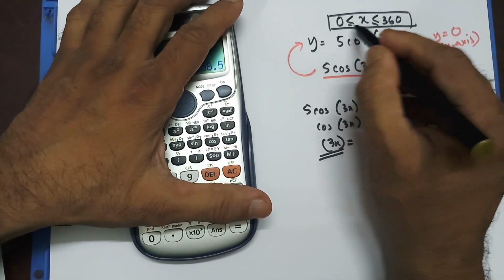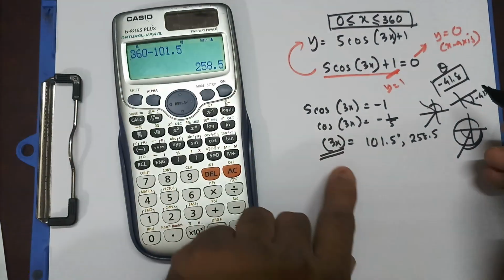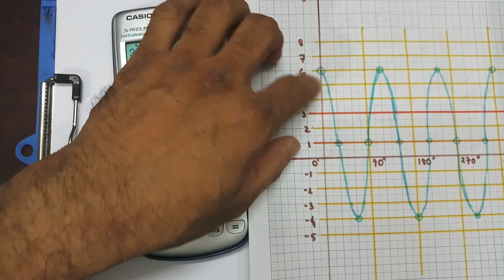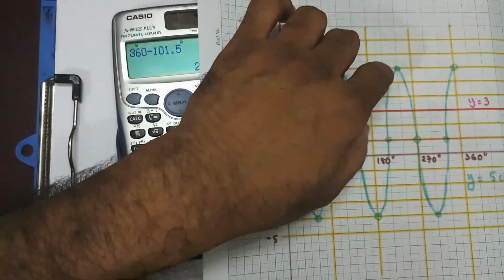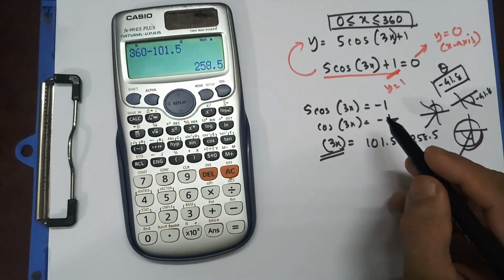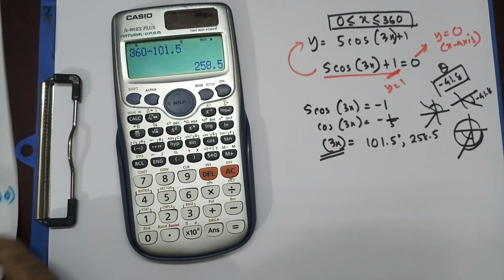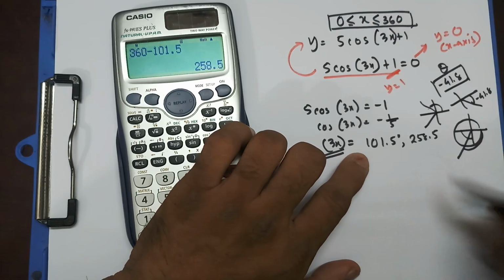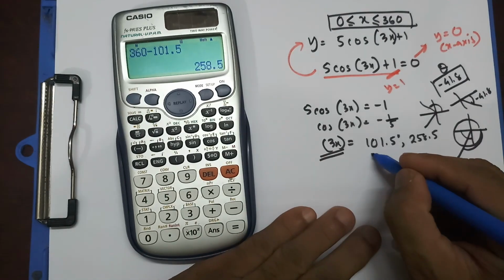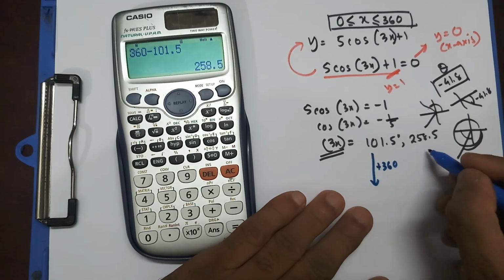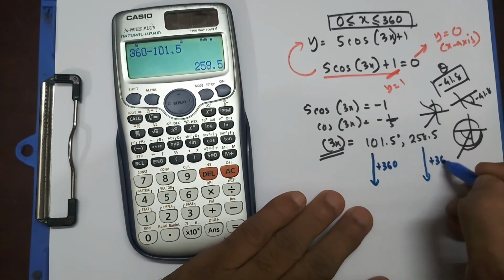In this given domain, I'm gonna have three cycles, 1, 2, and 3. So therefore, for each cycle, I'm gonna have two different values when it's negative, so I got already that one. And then to find the second set of values, I'm gonna add 360 to that, and to this one 360.